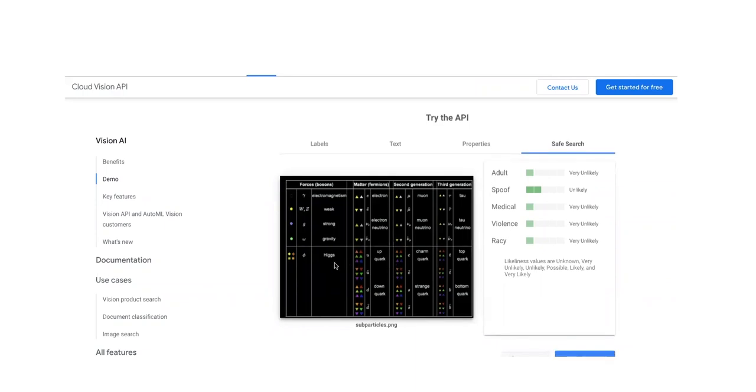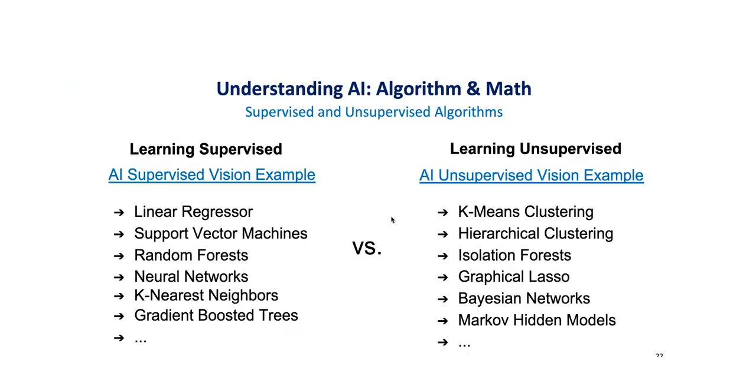Okay, that is unsupervised AI. I hope that is clarifying the concept a little bit. And depending on your problem, you should use one way or the other.